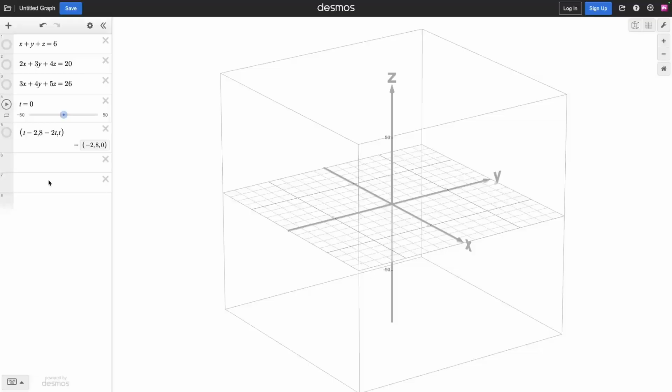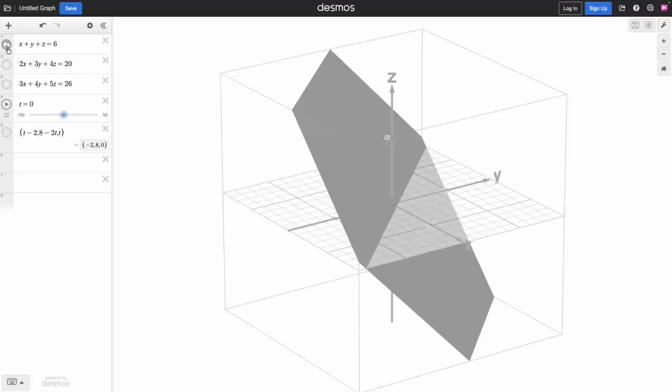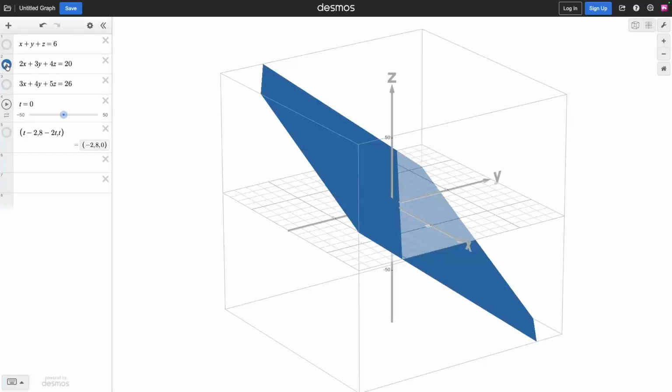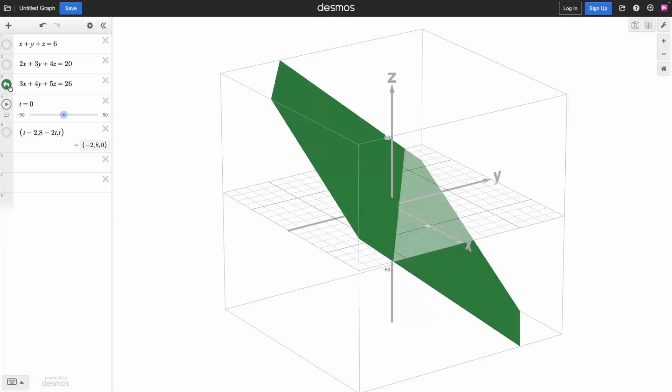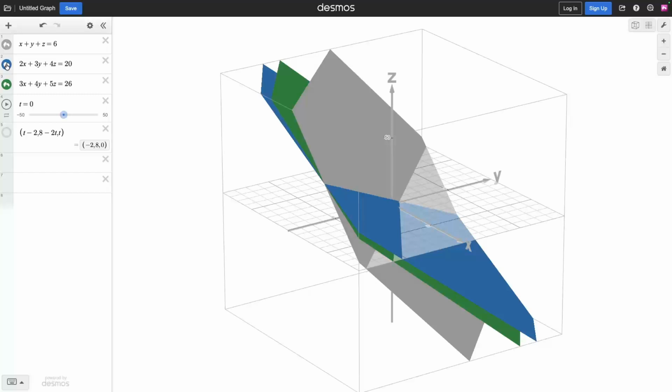So let's plot our equations one by one. x plus y plus z equals 6 is this grey plane. 2x plus 3y plus 4z equals 20 is the blue plane. And 3x plus 4y plus 5z equals 26 is the green plane. And this is the three planes altogether.